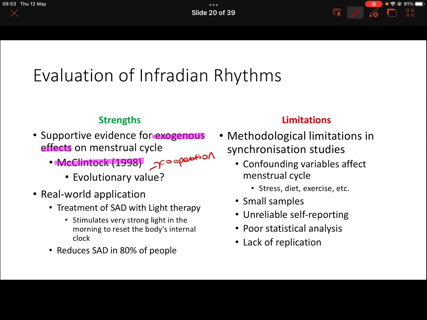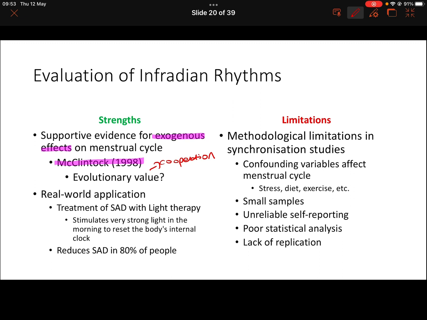Another evolutionary theory was the idea that if women were all menstruating together, they'd all ovulate at the same time and become pregnant at the same time. So in social groups, if a baby had lost their mother during childbirth and didn't have access to breast milk, there would be other women breastfeeding their own children who would be able to take over that role, and therefore it would be a survival strategy.